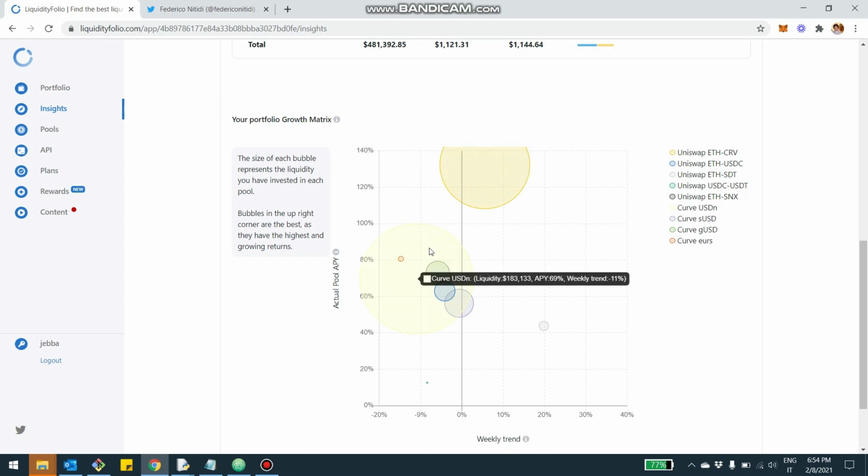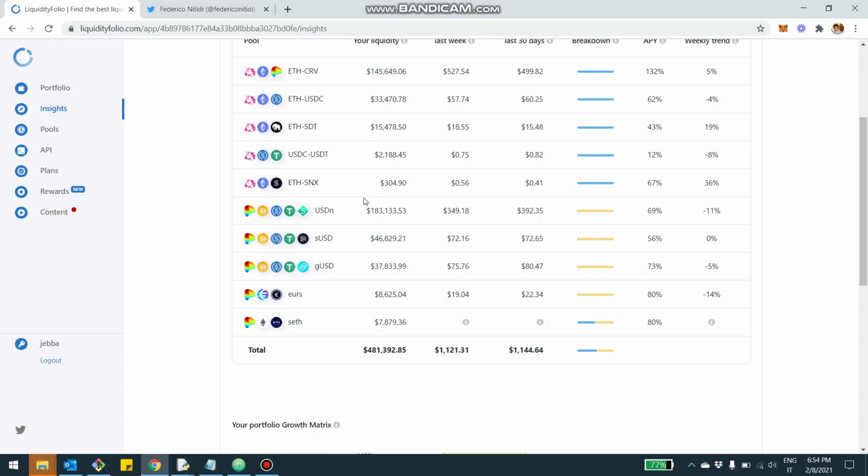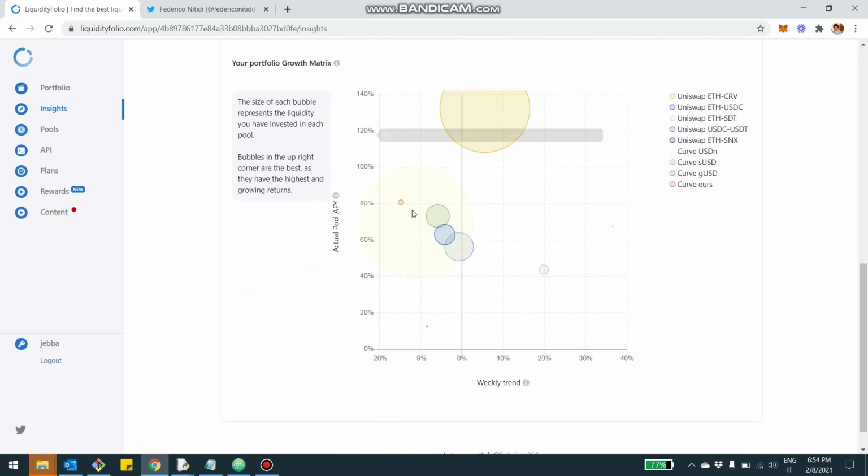So for example, in this case, the biggest pool is the USDN pool, and we can go right here and see that yes, this is the biggest pool, at $183,000. If we hover, we see yes, this is $183,000. And then the second is Ethereum CRV.